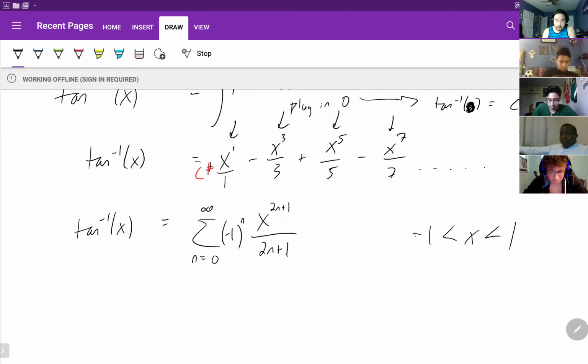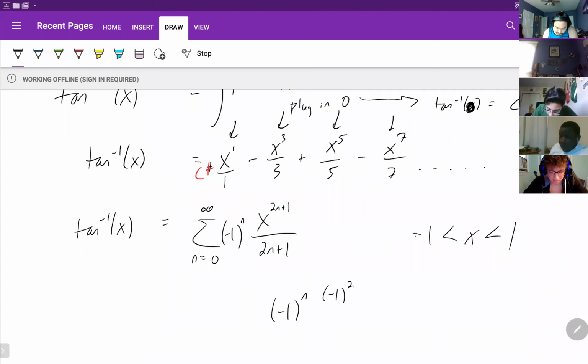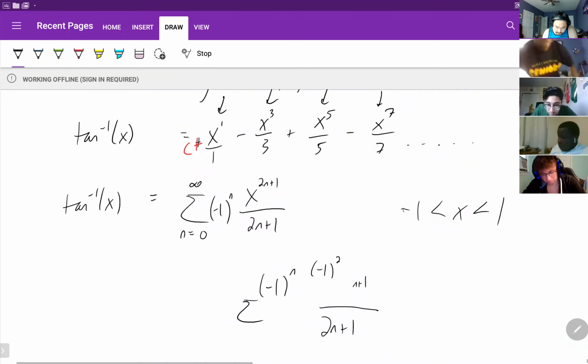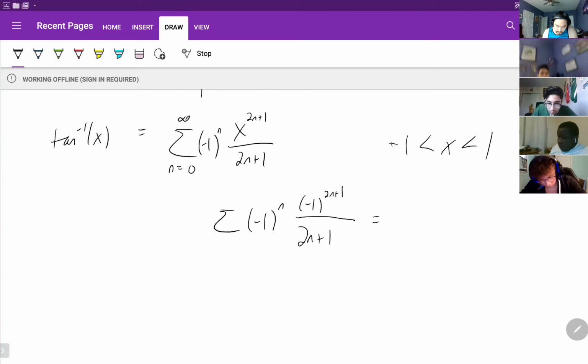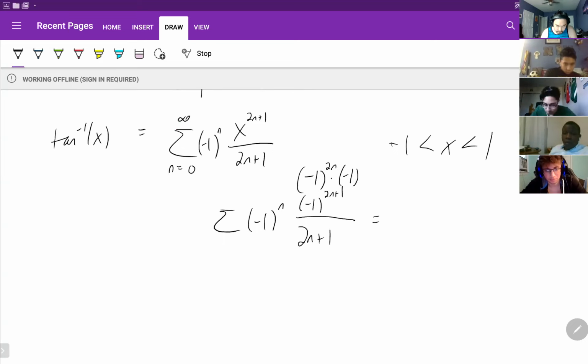All right, so watch. If I plug in -1, and this is good practice for your quiz tomorrow too, I get -1 to the 2n plus 1 over 2n plus 1. Okay, so let's simplify this and see what's going to happen here. We have to kind of break this down and dissect it a little bit. So this is the same thing as -1 to the 2n times -1 to the 1, I guess, right?